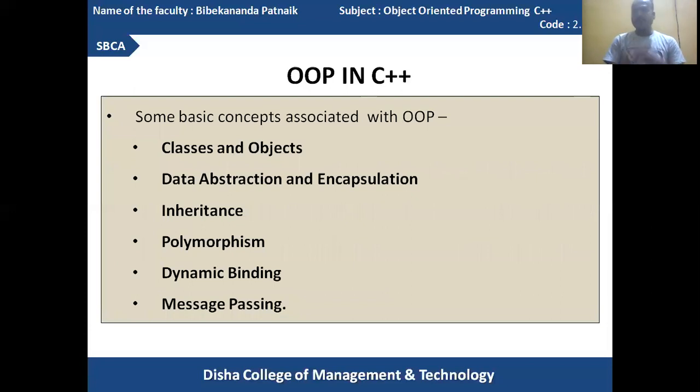And next, some of the concepts associated with object-oriented programming using C++. There are basically seven characteristics, or you can say features, of object-oriented programming: classes and objects, data abstraction and encapsulation, inheritance, polymorphism, dynamic binding, and message passing. These are normally called the major features or major concepts associated with object-oriented programming. This section we will discuss in the next video.